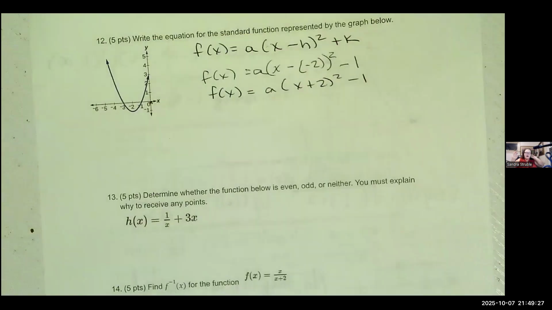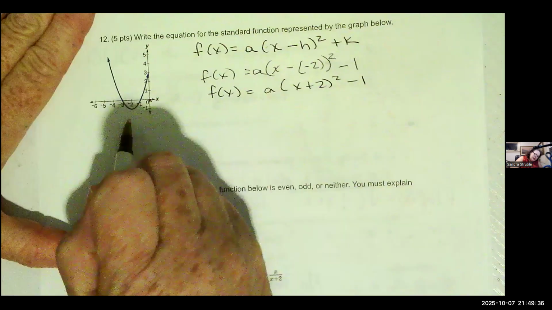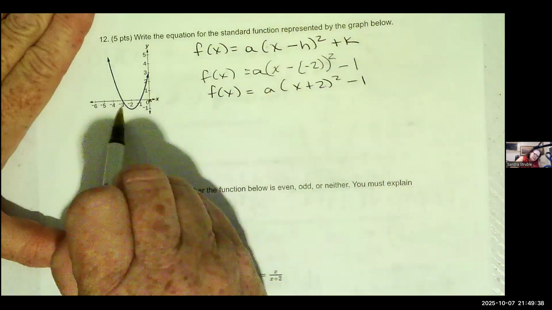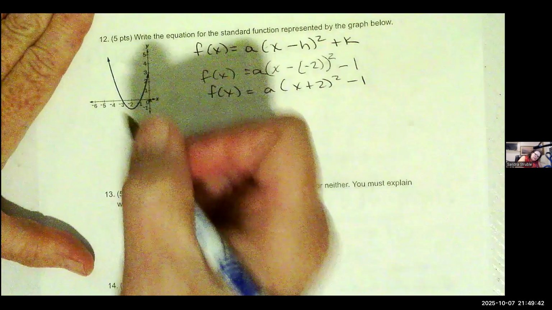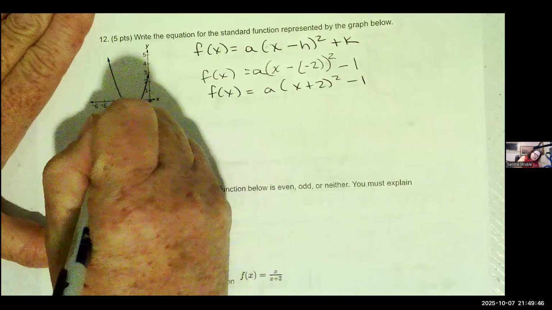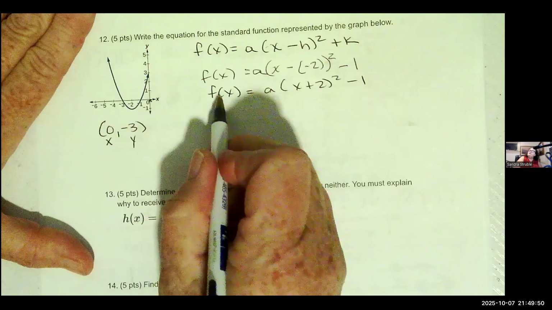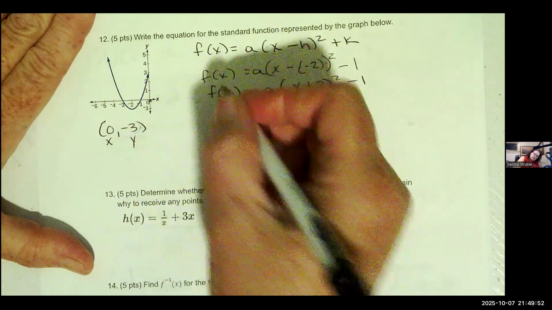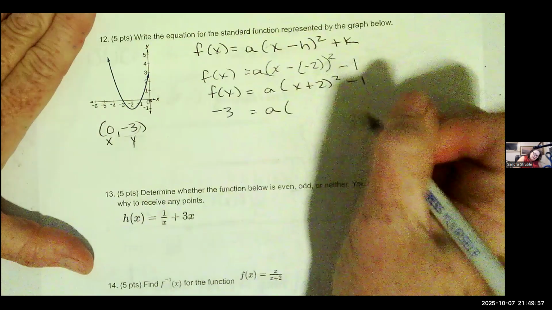All right, so now to find my A, I can choose any point except for the vertex to find out what my A is. And I am kind of liking this 0, negative 3 or 0, negative 1. I'll do 0, negative 3. All right, so this is what my X is, and this is my Y or my F of X. Where my F of X is, I'm just going to substitute the Y, the negative 3. I'm solving for A. X is 0.